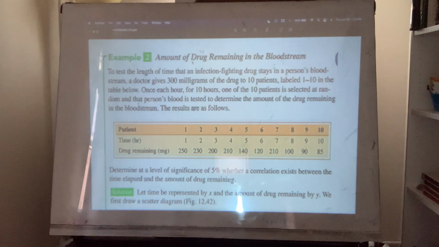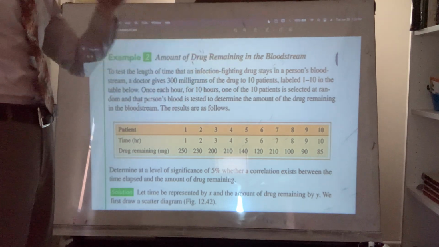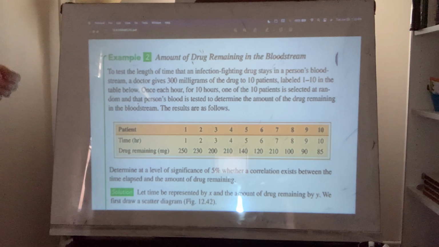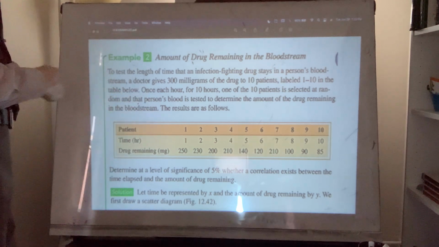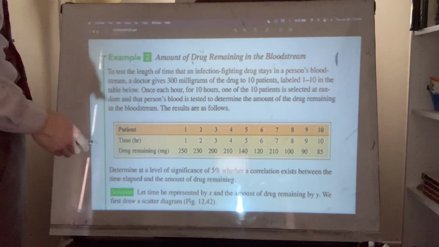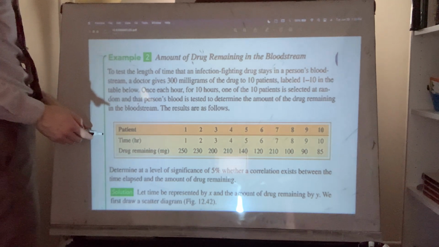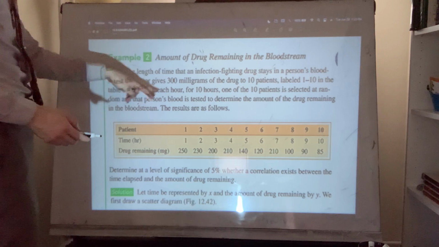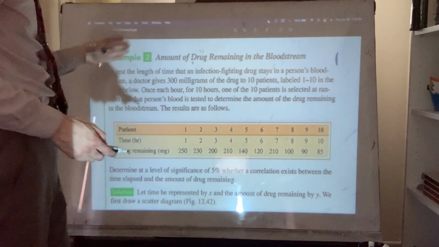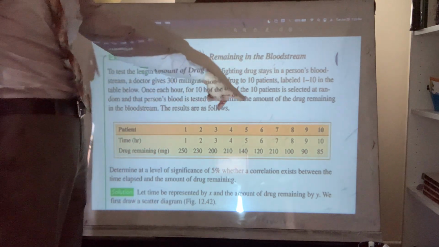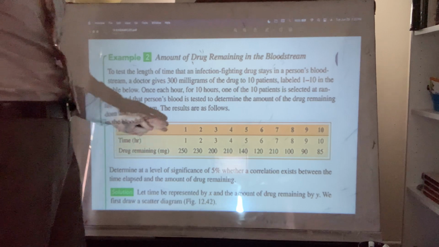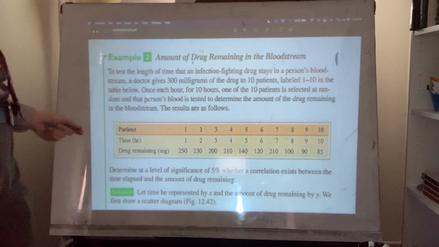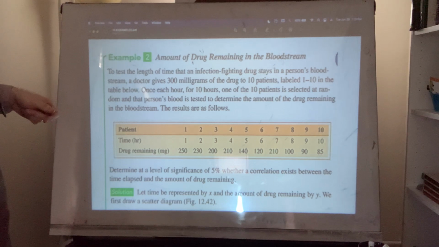To test the length of time that an infection-fighting drug stays in a person's bloodstream, the doctor gives 300 milligrams of the drug to 10 people, labeled 1 through 10 in the table below. Again, the shading is not the best choice here. Once each hour for 10 hours, one of the 10 patients is selected at random, and that person's blood is tested to determine the amount of drug concentration remaining in the bloodstream. The results are as follows. Don't pay attention to these; there are just 10 points, more or less patients. It's randomly a person.